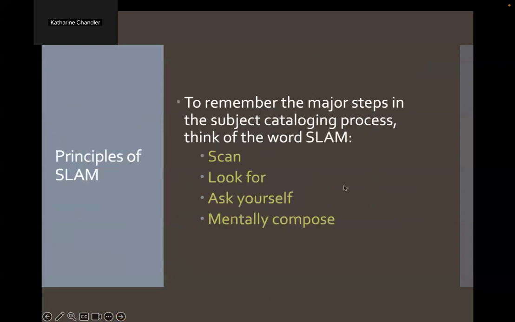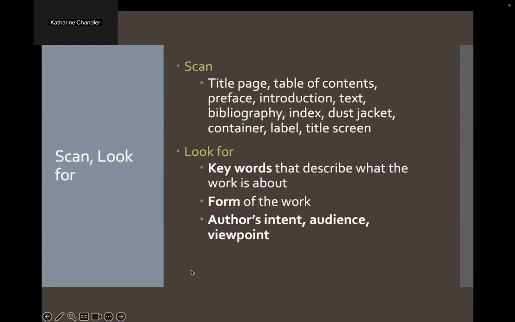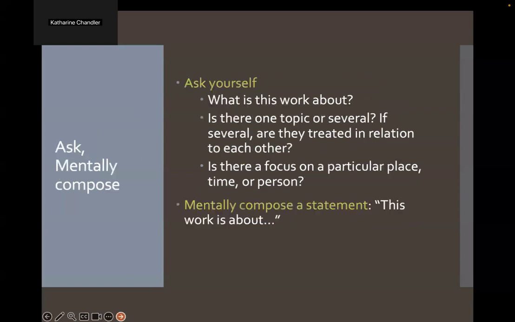To remember the major steps in the subject cataloging process, think of the word SLAM: Scan, Look for, Ask yourself, and Mentally compose. So scan the title page, table of contents, preface, introduction, text, bibliography, index, dust jacket, container, label, and title screen. And look for keywords that describe what the work is about, the form of the work, and the author's intent, audience, and viewpoint.